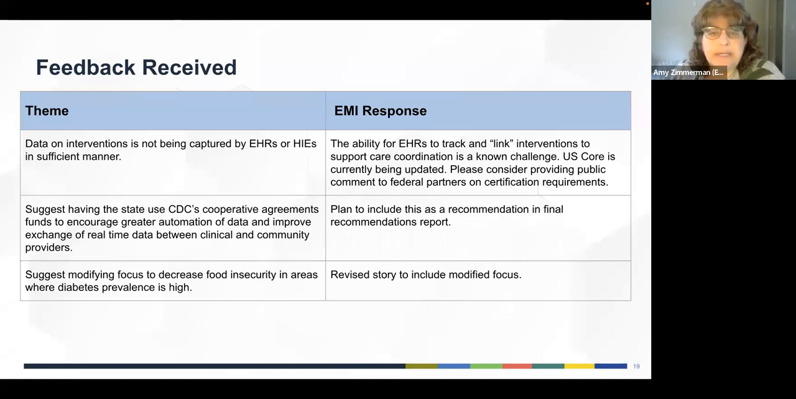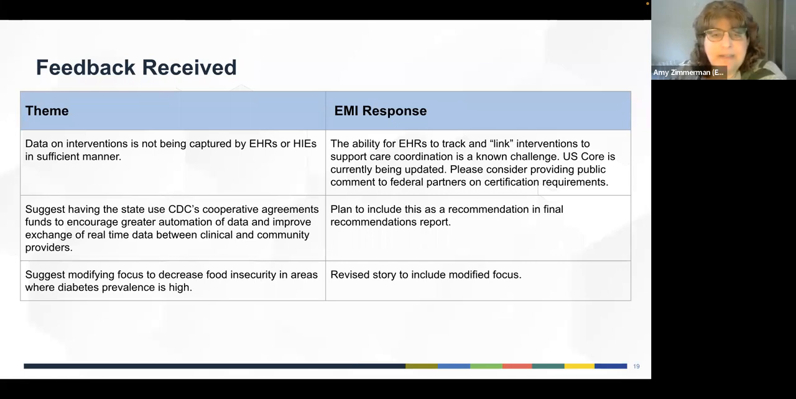The next theme is really around suggesting that the state use CDC cooperative agreement funds to encourage greater automation of data and to improve the exchange of information and interoperability. So again, we feel this is best suited as a recommendation in the final report. I think there is some information that CDC may put in the chat that there are some cooperative agreements that may already be supporting this potential funding, but I'm going to let them weigh in. I'm not quite sure about that.